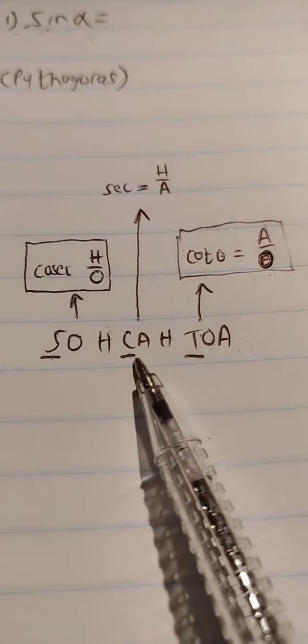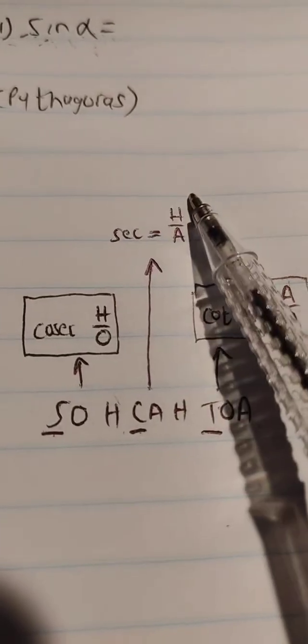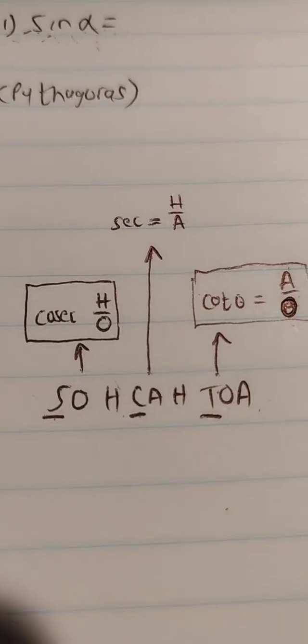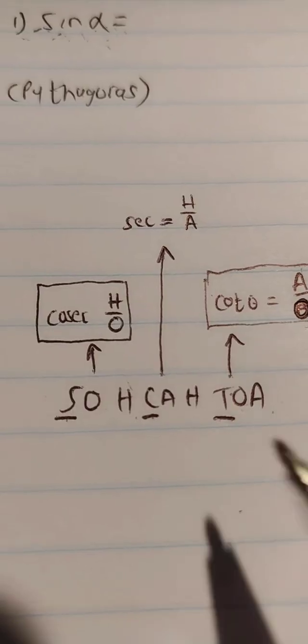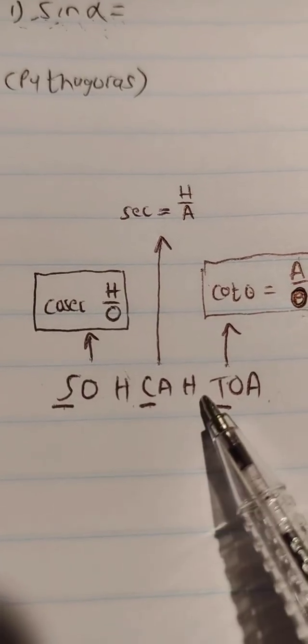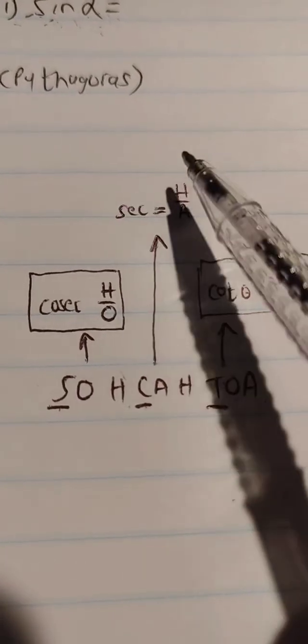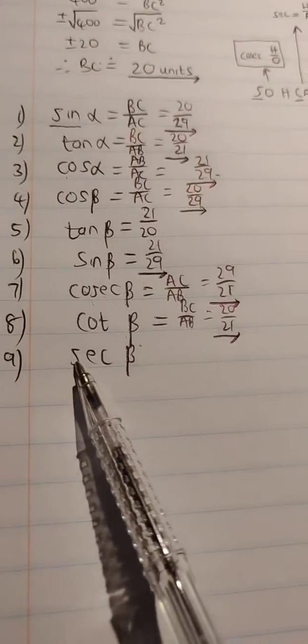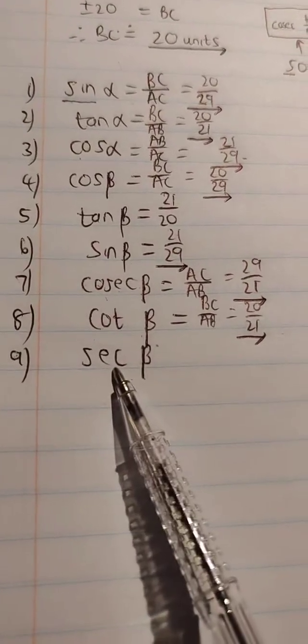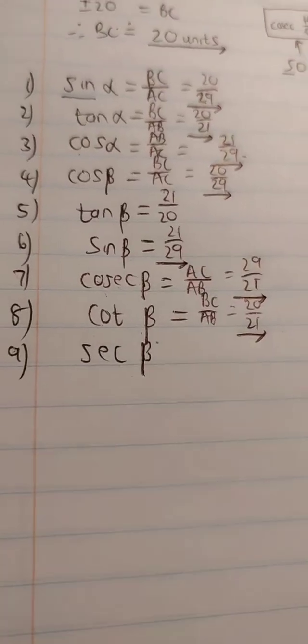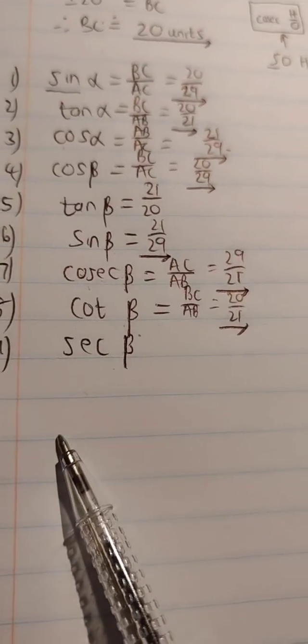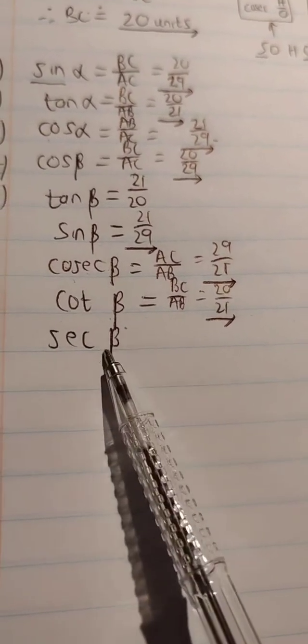If cos is adjacent over hypotenuse, then sec is hypotenuse over adjacent. So what is the definition of sec? Hypotenuse over adjacent, as Tando has said in the comment section. Therefore, what is sec of beta?